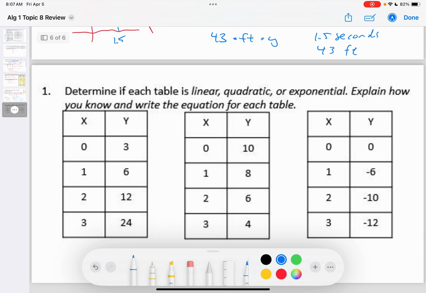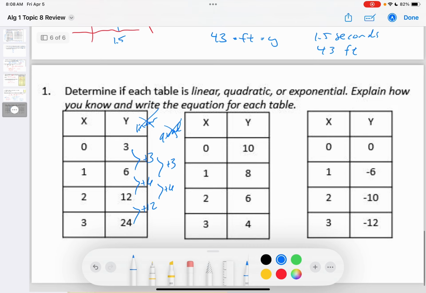Determine if each table is linear, quadratic, or exponential. Determine how you would know. Again, we'll always start with our first differences. Look at those. 3 to 6 is plus 3. 6 to 12 is plus 6. 12 to 24 is plus 12. So linear, no. Second difference is 3 to 6 is plus 3. 6 to 12 is plus 6. Second differences don't work. Quadratic also doesn't work.